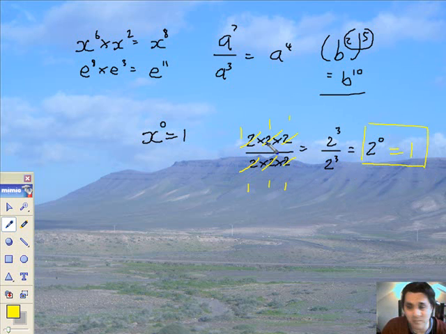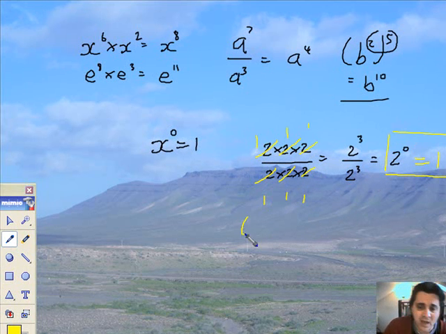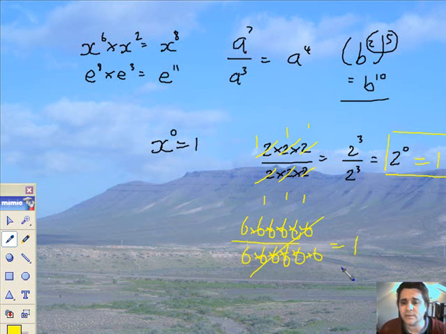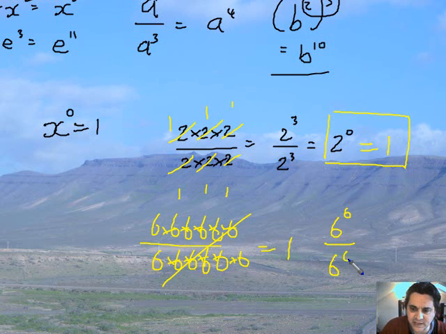And I could have used any number there. I could have had 5 lots of 6s up there. I could have gone 6, 6, 6, 6, 6, 6, all multiplied like that, divided by 6, 6, 6, 6, 6, 6, all multiplied like that. Cancel it all out, and I'd still get 1. Why? Because 6 to the power of 6 divided by 6 to the power of 6 is going to be 6 to the power of 0, and there it is again. Any number to the power of 0 is 1.